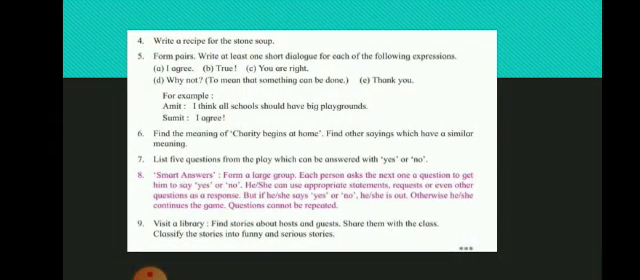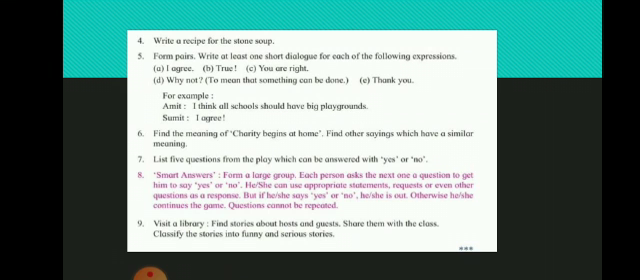What is given? Question number 4. Write a recipe for the stone soup. Okay, you have to write a recipe. You can do this. You have to make your own simple recipe of your choice. You have to mention the ingredients, you have to mention the method. This is important. If you are finding a simple recipe of your choice, you have to write the ingredients first and you have to write the method. Okay, try something. Recipe for the stone soup.